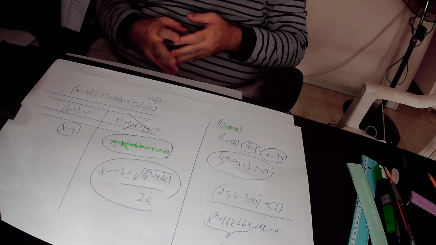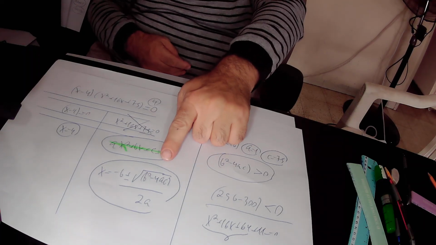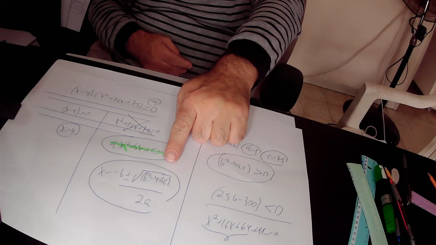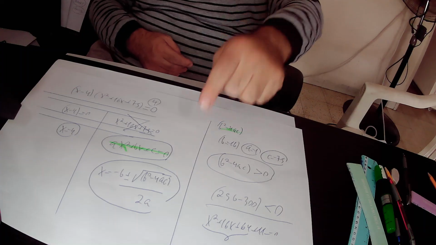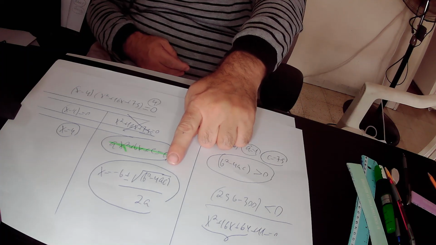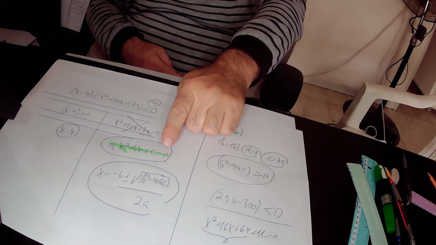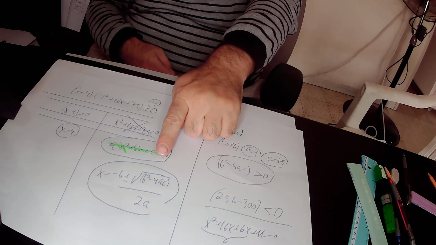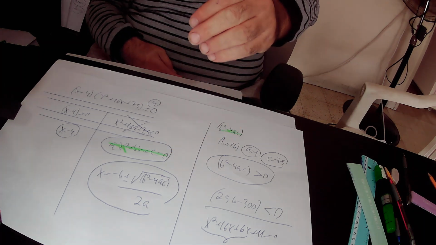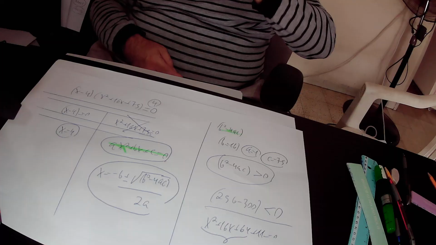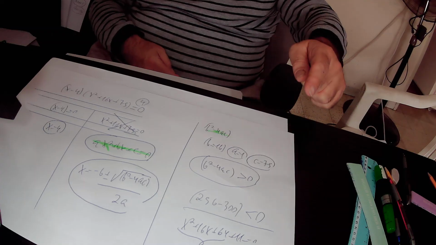In order for this quadratic equation to have any solution at all, the determinant, that is to say b squared minus 4 times a times c, must be greater than or equal to 0. If this determinant is a negative number, it means that this quadratic equation has no solution at all. So we must verify that the determinant of this quadratic equation, b squared minus 4 times a times c, is not a negative number.